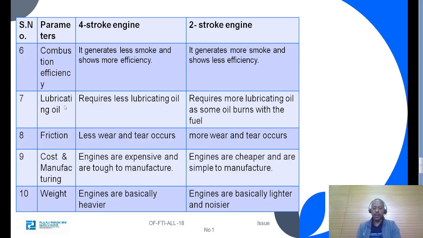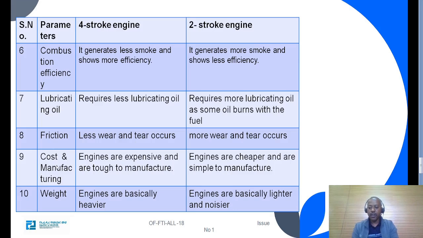Parameter 7, lubricating oil. The four-stroke engine requires less lubricating oil, while the two-stroke engine requires more lubricating oil as some of the oil burns with the fuel. Parameter 8, friction. In the four-stroke engine, less wear and tear occurs. More wear and tear occurs in the two-stroke engine.